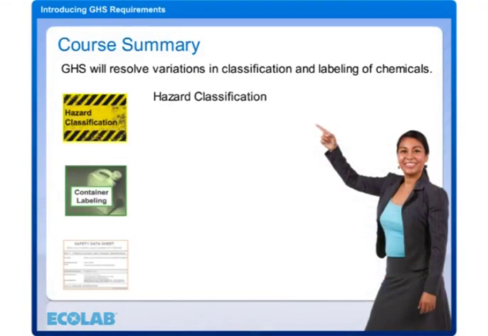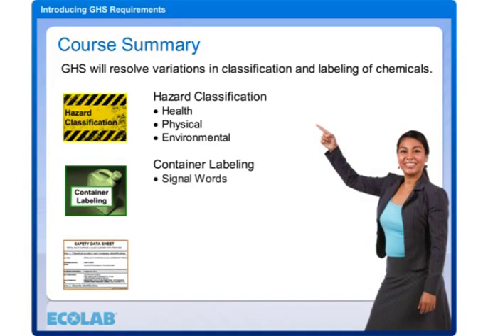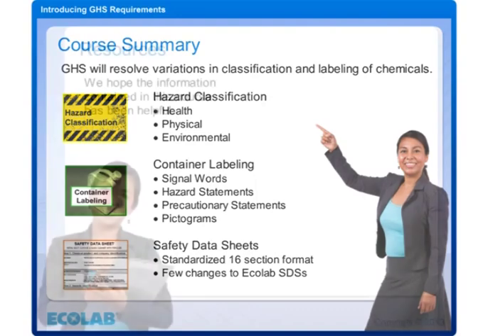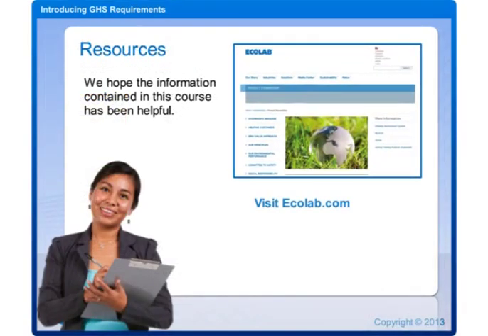Today, we discussed and highlighted the changes GHS brings to our chemical hazard communication system. The globally harmonized system of classification and labeling of chemicals will resolve the variations in hazard classification of chemicals, labeling, and SDSs, and focuses on requirements in these three areas. We hope the information contained in this course has been helpful.